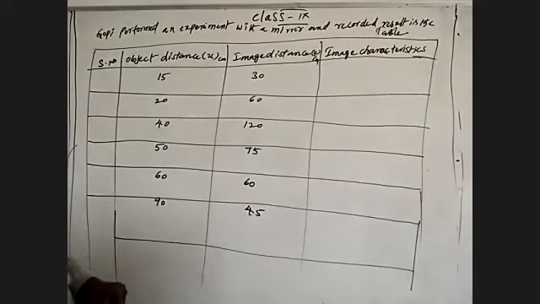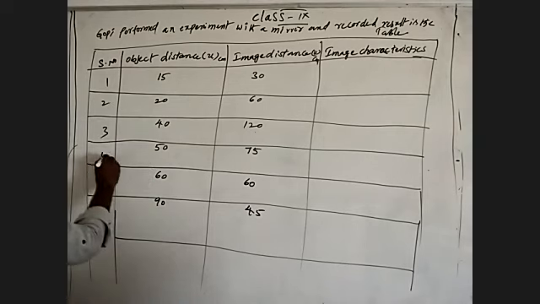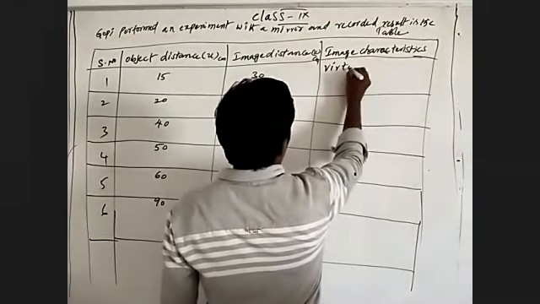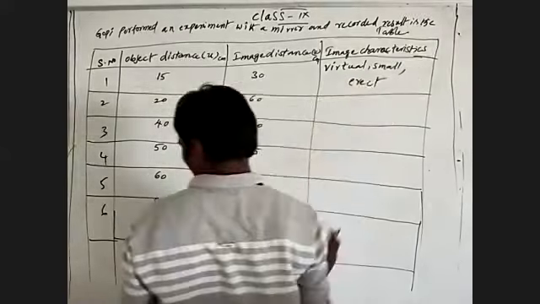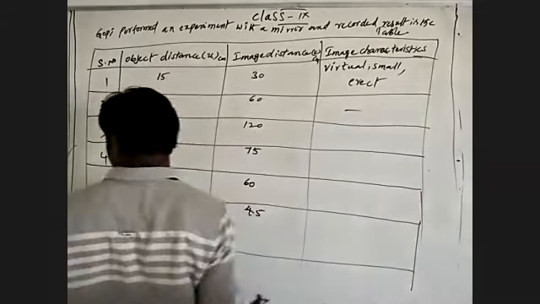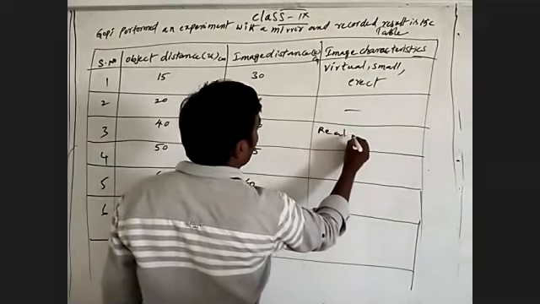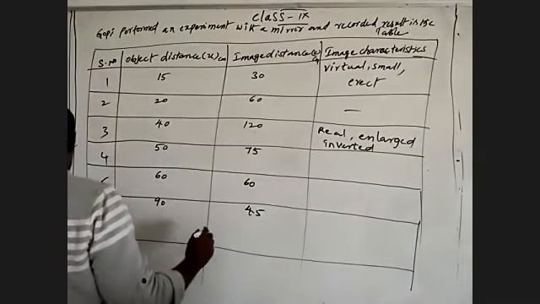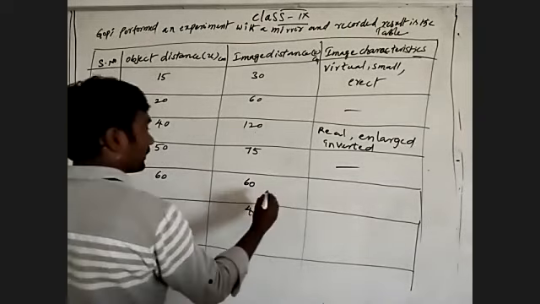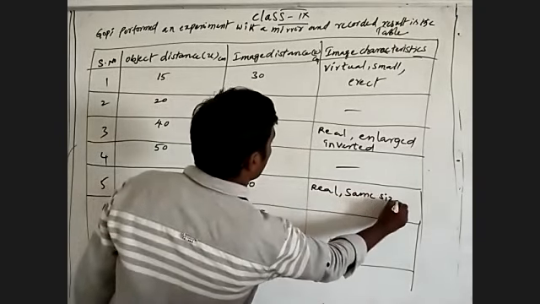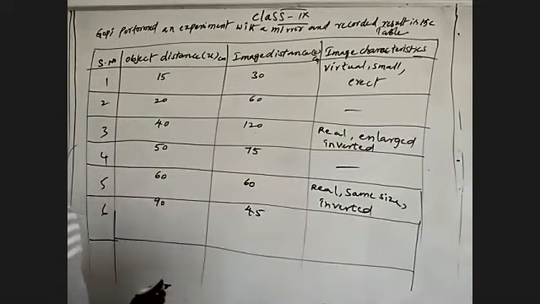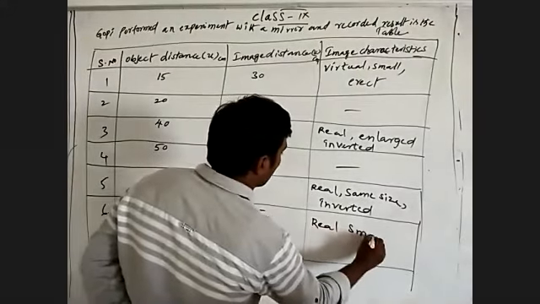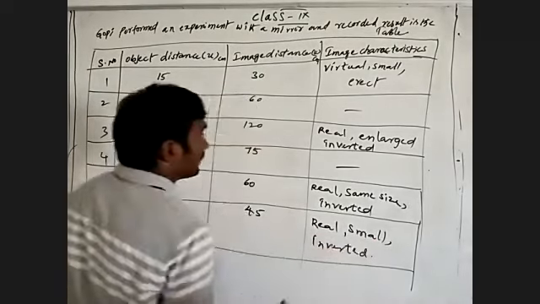So one person did an experiment with a mirror. They did not say what type of mirror it was, and the given values are 1, 2, 3, 4, 5, 6, and the image character is also given: virtual small erect, then real enlarged inverted, real enlarged inverted, real same size inverted, and real small inverted. This is the table they gave.